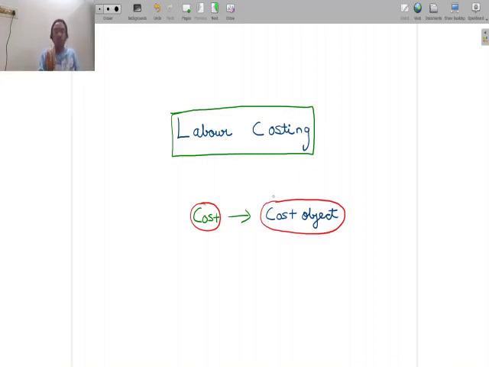So that's why we'll have to understand a cost object to be an entity for which cost can be collected or for which cost can be calculated. So any entity for which I want to calculate cost is what I call a cost object.